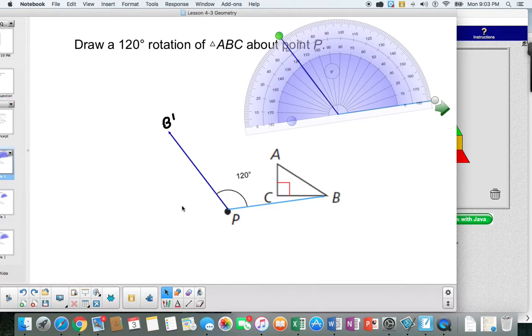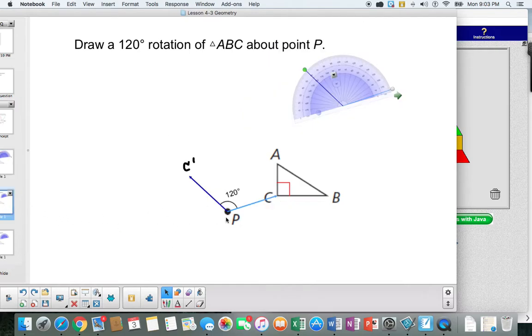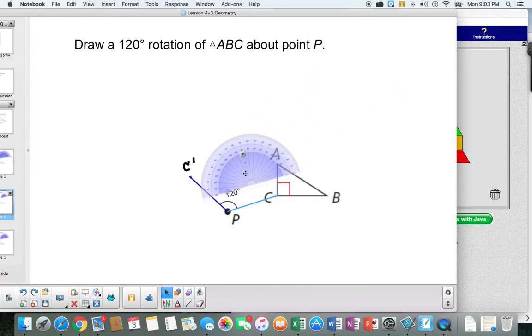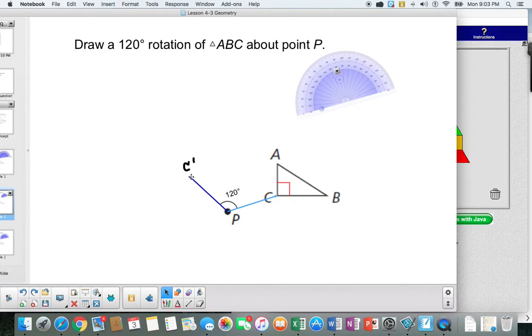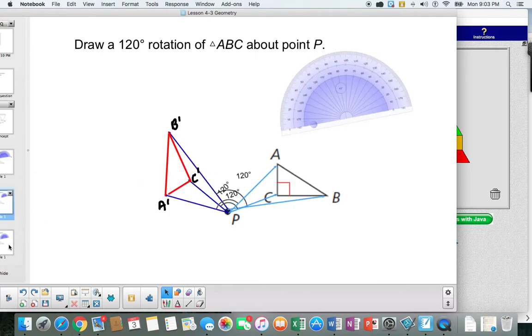Now I'm going to do that for C. Here's C, the pre-image, and I want to rotate it to C prime. Again, I'm going to need to use a protractor, and here this length and this length are exactly the same, and it's going to rotate, and that'll be the image. This is going to happen for A prime as well, and when I join A prime, B prime, and C prime, you see I get this right triangle, just like I had over here.